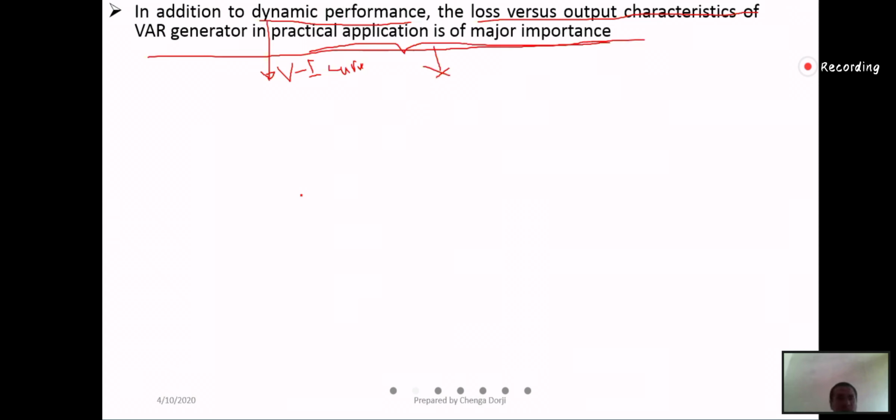So in FC type, three major elements of losses occur. So what could be the three losses occurring in this type? Any idea?